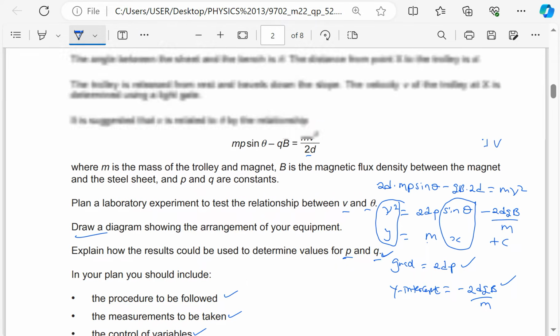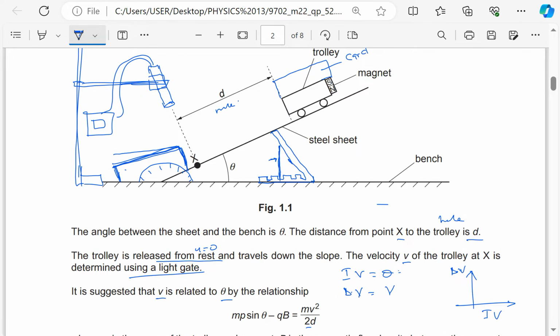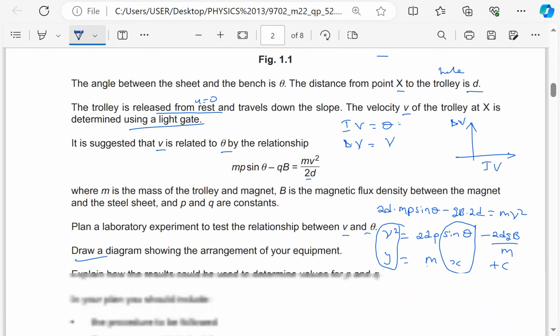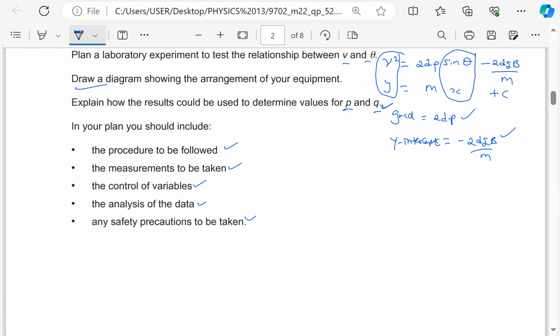Then any safety precautions. I said I would put a block here at the end, just beyond x, so that, no, I'll put a block after x. Because the trolley is relatively big, I will put it somewhere after x so that in case the trolley has passed point x, it doesn't cause any further harm. So I'll put a block somewhere past point x. So I'll incorporate that in my diagram. Okay, let's now go to the real part.